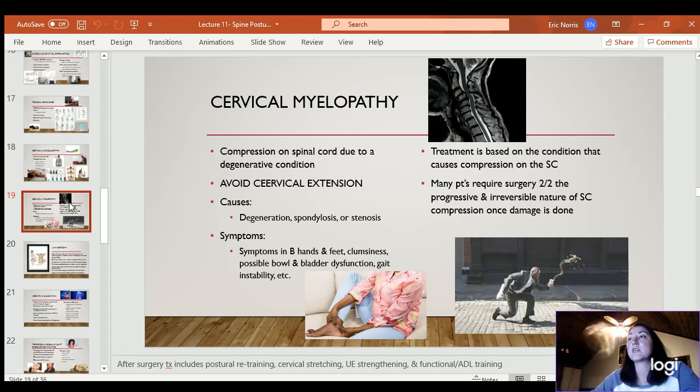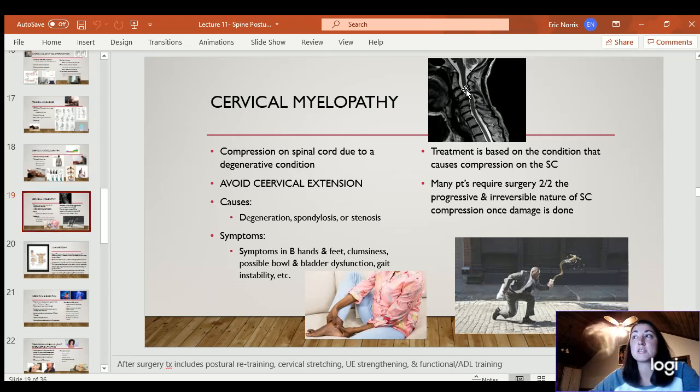Okay, so with cervical myelopathy, this is where we're talking about the compression on the spinal cord, and this one specifically is due to a degenerative condition. There's a lot of different things that can cause spinal cord compression, but this one in particular is talking about a degenerative condition. The main thing here is avoid extension.